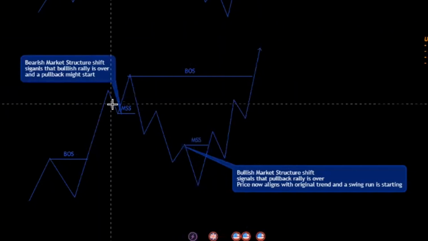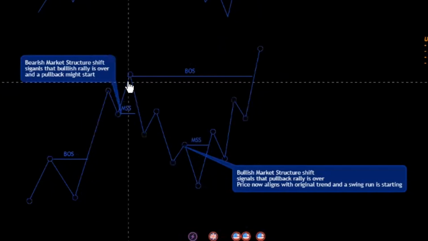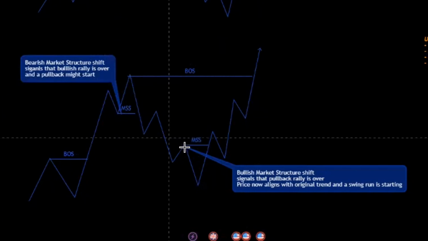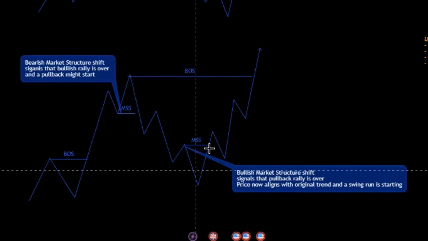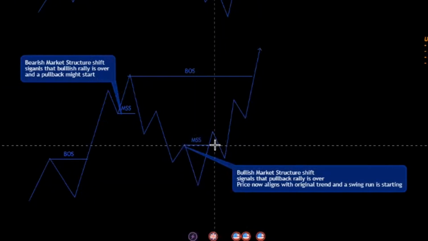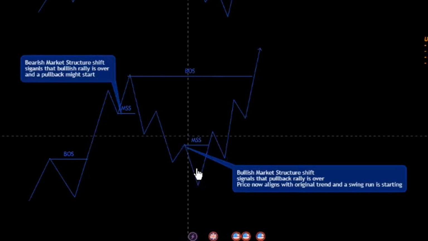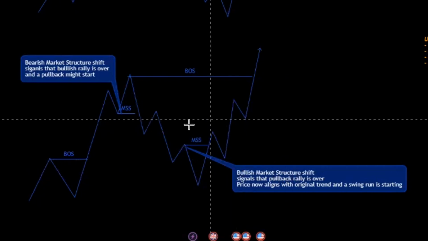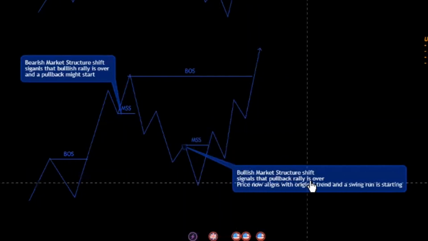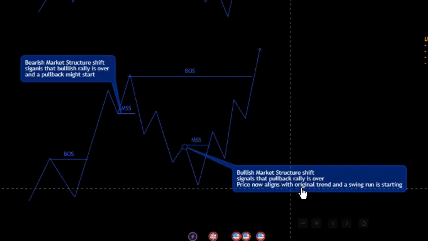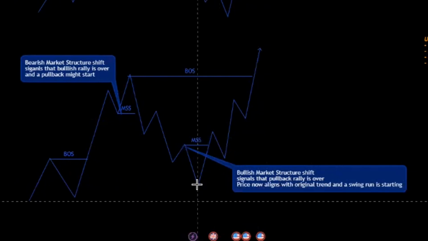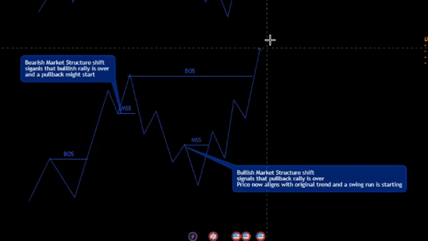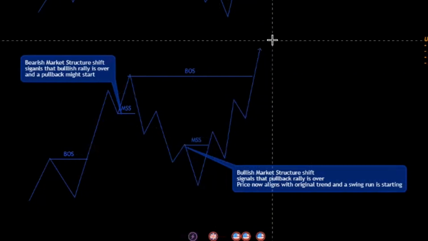This first internal market structure shift was signifying that a pullback was about to start. This other internal market structure shift that happened is telling you that the pullback is over and price will begin to align with the original trend. The bullish market structure shift you have over here signals that the pullback rally is over and price will now align with the original trend and a swing run will start. So from this market structure shift, you're going to have a move that will go on to create a new higher high.